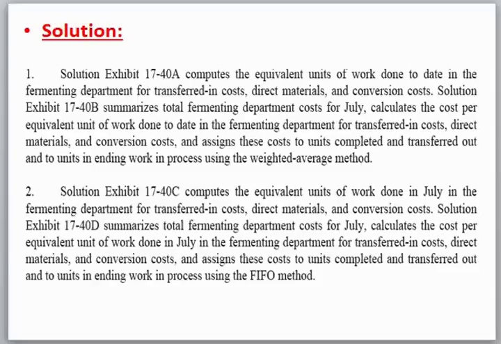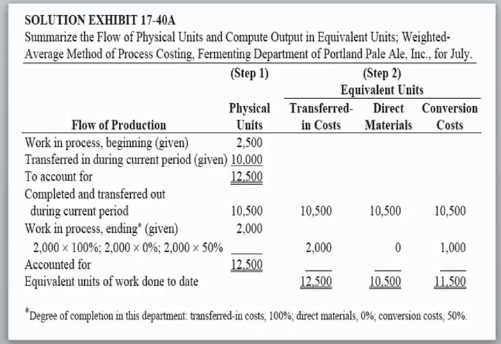Number 2, 40C will compute the equivalent unit of work done in July in the fermenting department for transferred in costs, direct material and conversion cost, and 40D summarize total fermenting department costs for July and calculate cost per equivalent unit. This for 40C and 40D will be for the FIFO method, but A and B will be for the weighted average method. Starting with 40A, which will be the equivalent units of work done to date by the weighted average method.